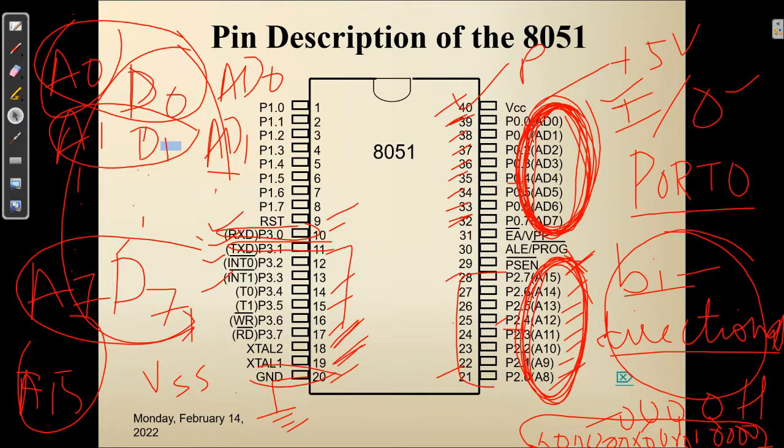Then comes pin number 16, the alternate function is WR bar. If I want to write data into the external memory or external data memory, in that case your WR bar pin will be low, and if I want to read from the external memory, then your RD bar pin should be 0. What does this mean?